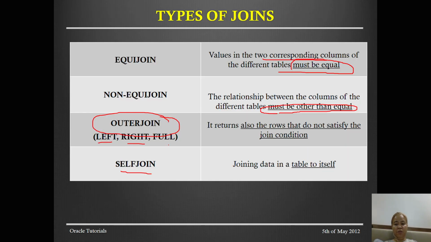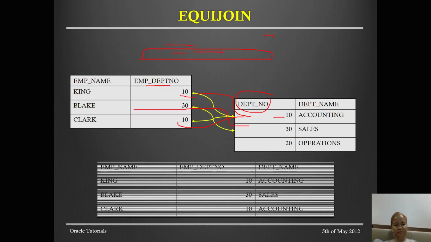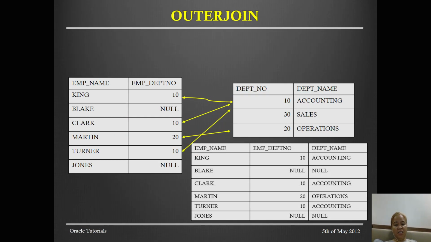Sa outer join naman, sabi nga natin, the relationship between the columns of the different tables must be other than equal. Pwedeng hindi siya equal, pero dapat nandoon siya. Kagaya nito, ito ay null, ito ay null. So, siya ba ay isinama dito? No, kasi alin lang yung magka-equal. Ito lang siya, and then this one, and then this one. So, ito, walang nakasama dito.